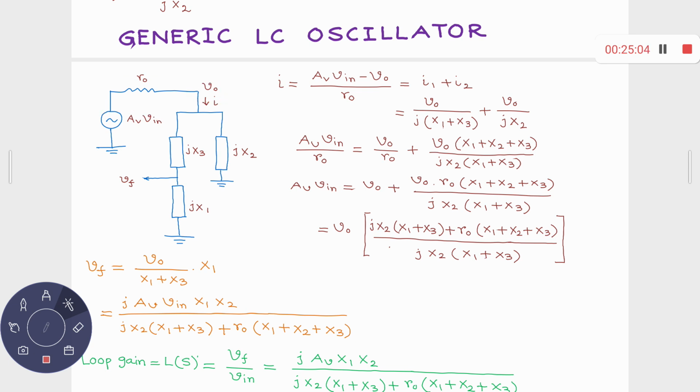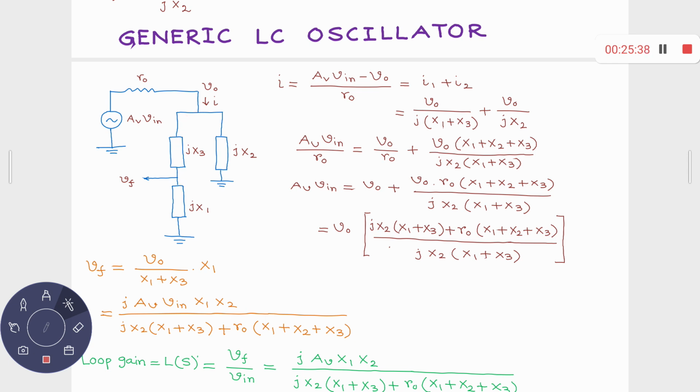What do you have? You have this jX2, one reactance over there, and this combination jX1, jX3, and this is the feedback voltage. Okay. Now let's do some mathematics here. What is this I? How can we represent I? This I is nothing but this voltage minus this voltage divided by this R0. Right, AV Vin minus V0 upon R0, and that is equal to the summation of these two currents, where the current through this branch is equal to I2 hopefully, and the current through this branch is equal to I1.